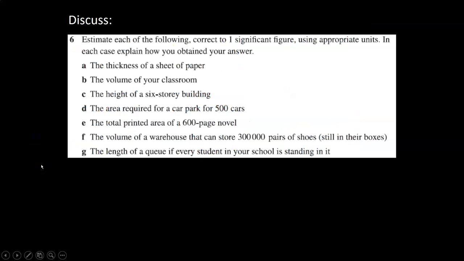What we're also going to do is have a discussion about these measurements here. I'll talk to you more about that live in the lesson, but you can have a read of them now if I haven't got to that stage yet.